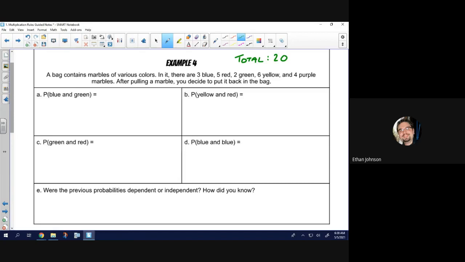A, probability of blue and green. So, and once again means to multiply. So probability of blue, well, there are 3 blue out of 20. Times, we put the marble back, so there's still 20. Green, 2 green out of the 20 total. Multiply across, we get 6 out of 400.